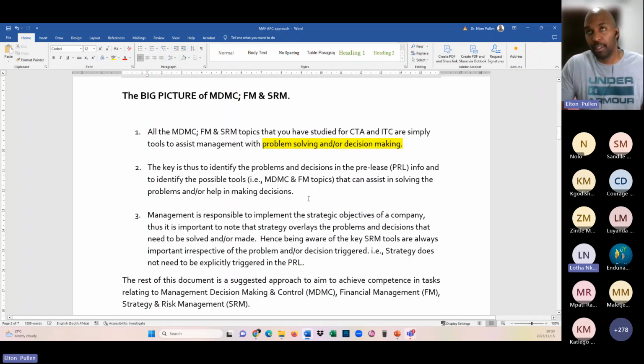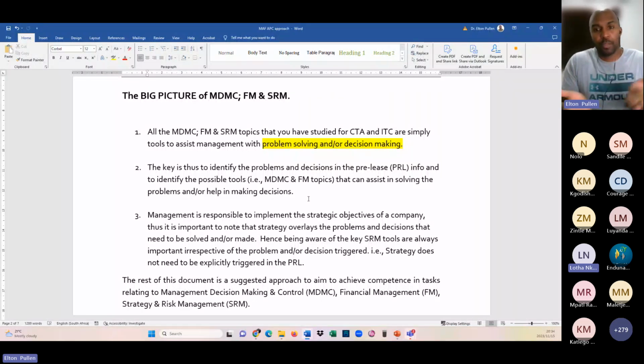It's just like when I need to knock a nail into a cupboard, I need to know which tool to use. So I first need to know what the problem or decision is, and when I know that, I know I need a hammer. Likewise, you have to know what the problem or decision is, and then you know which math topic, which you've studied from second year all the way to CTA, is going to be applicable. And so that's the second thing.